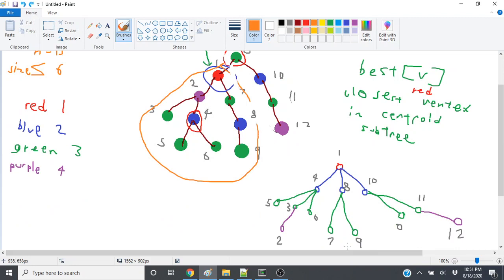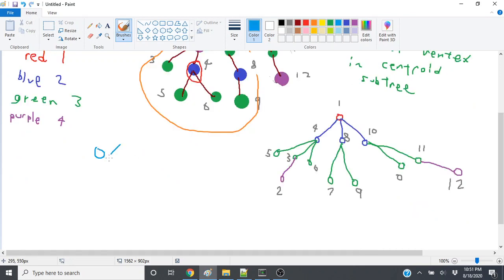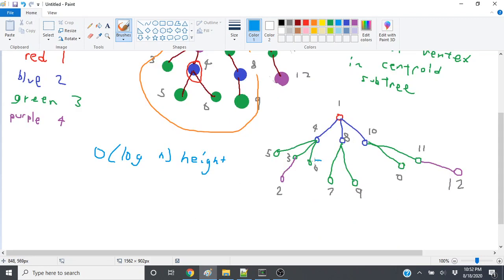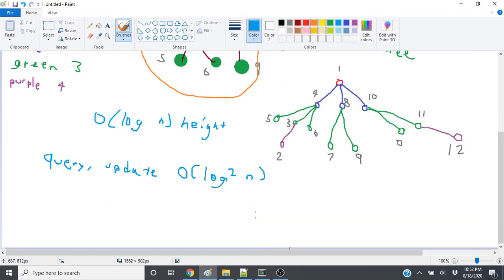So this is cool because, well, we've kind of skipped over the other part. The height is O(log n). Right? Each vertex is going to have O(log n) ancestors in the centroid tree. So both query and update, because distance is also O(log n), are O(log squared n). And that's it. We're basically done here. This is enough to solve the problem.